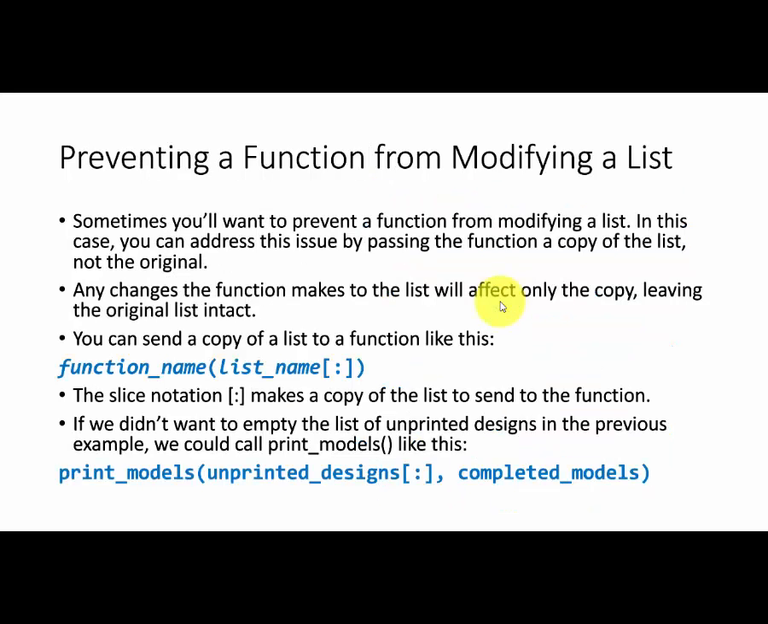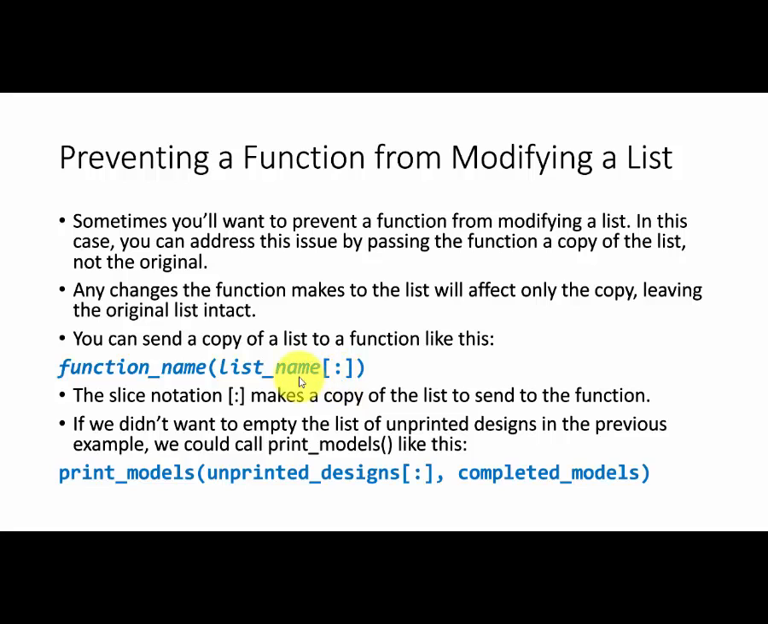Fine. If you don't want your original list items to be modified, how do you do that? Preventing a function from modifying a list. If you prevent it, the changes you make will affect only a copy, which will leave the original items intact, undisturbed. How you can do that is you can send a copy of the list using the notation called slice notation.